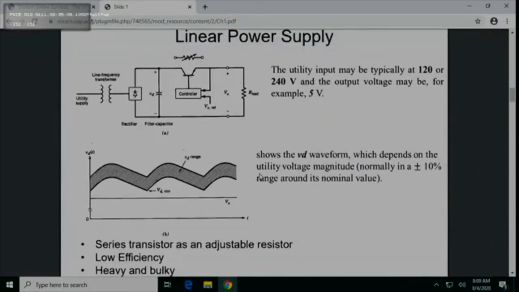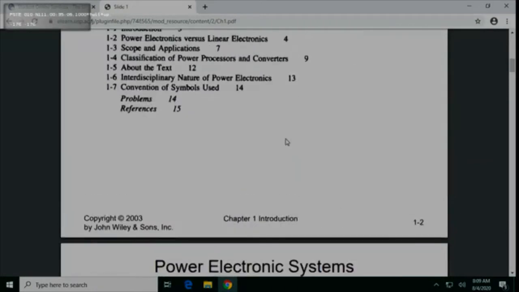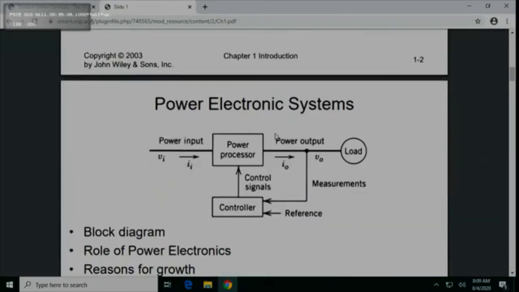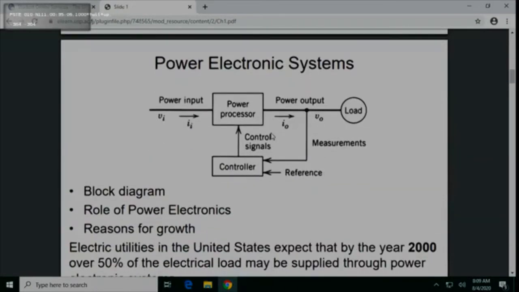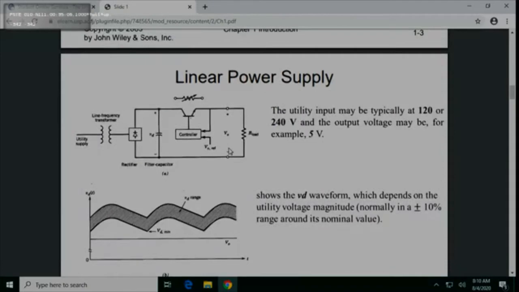Just a recap on what we have done yesterday. We have looked at how a power electronic system looks with a block diagram. But we are interested in the power processor. This is where the inverters, MOSFETs, IGBTs, transistors are all placed. And then we have our controller, and then of course our load. So we have looked at the linear power supply.